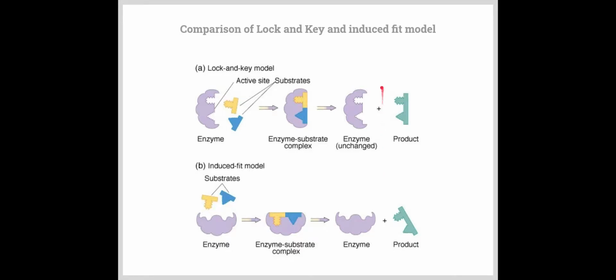So just to compare the differences and similarities between these two, in the lock and key model, we can see we've got these little tiny projections here, and they can specifically bind or fit into the active site. We've got the two substrates forming a product, so that is known as an anabolic reaction, the opposite to catabolic. And then we've got the induced fit model here.